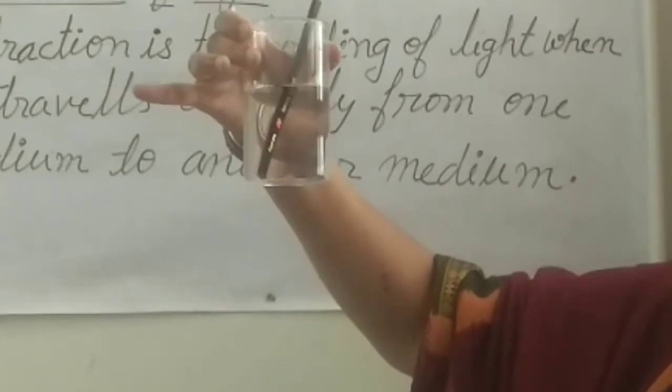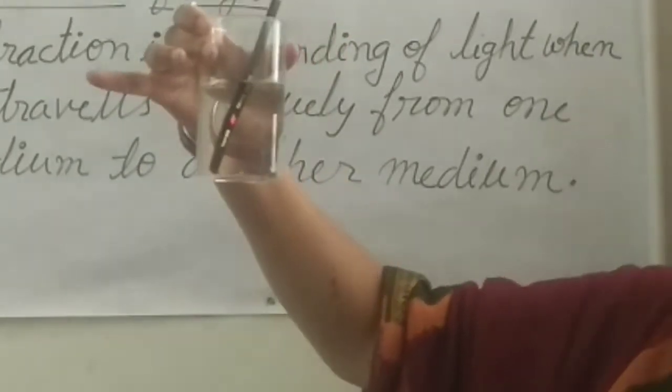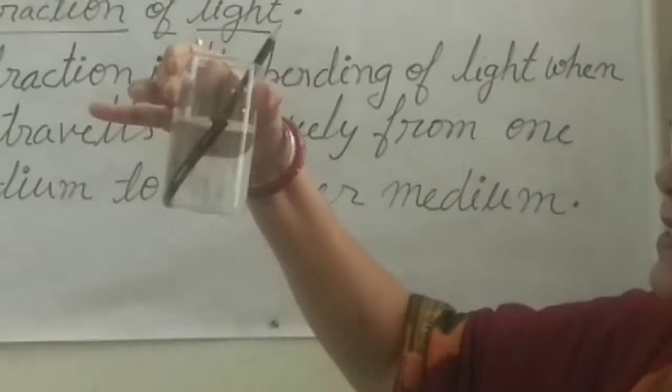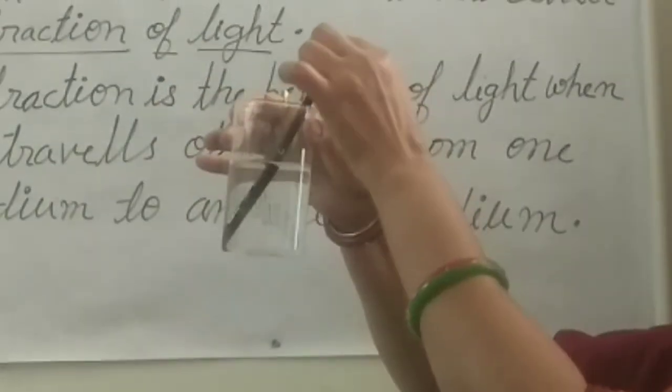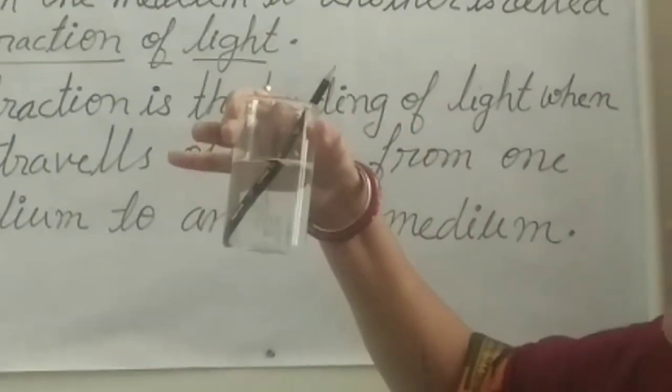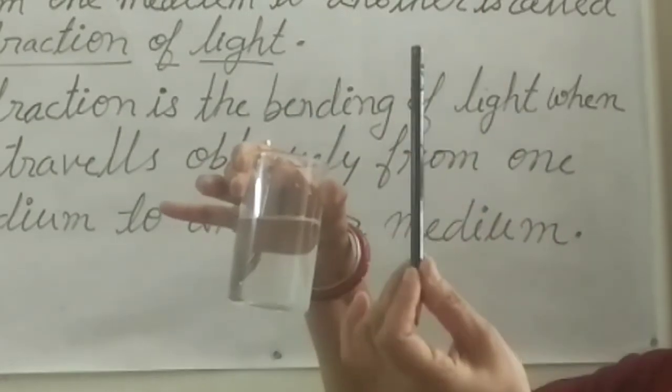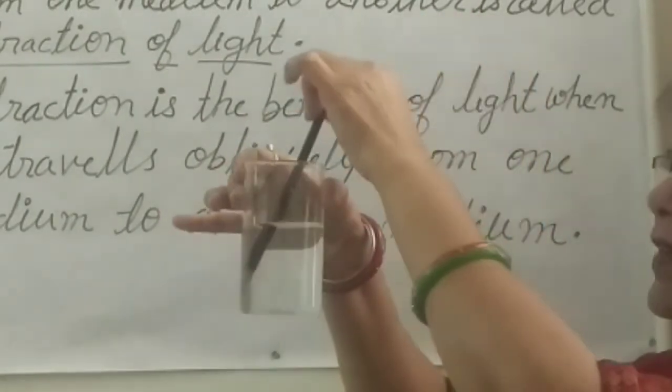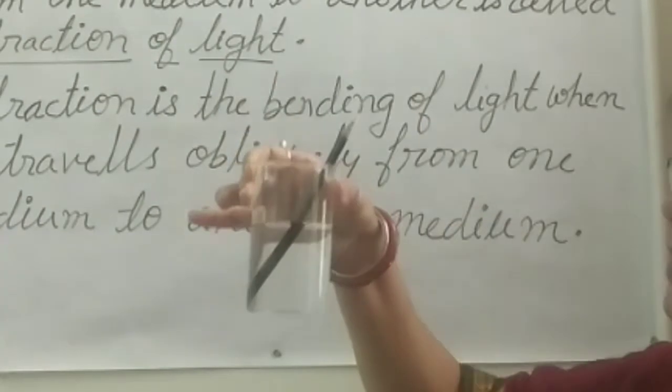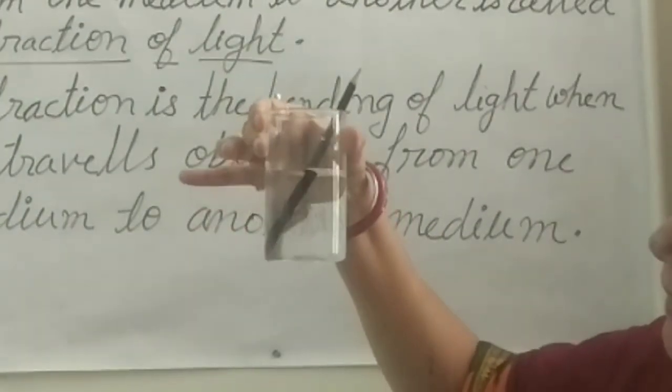We can see that the part of the pencil which is immersed in the water shows bending. But actually the pencil is not bending. When we take out the pencil, it is a straight pencil. When again we put the pencil in water, we can see the bending of the pencil.